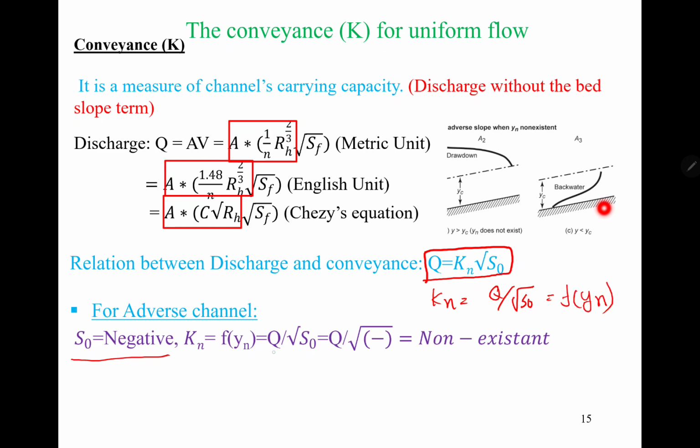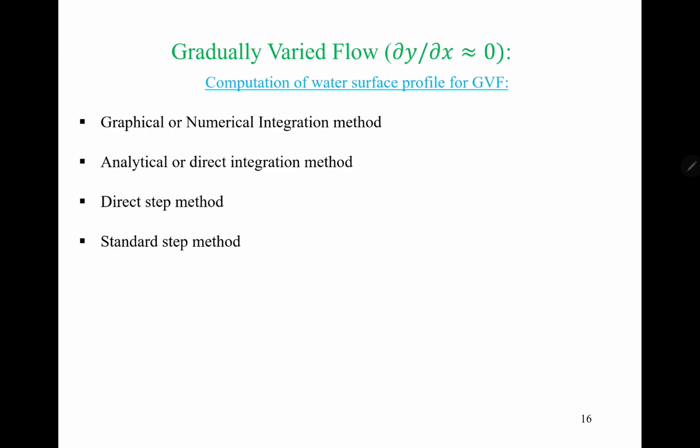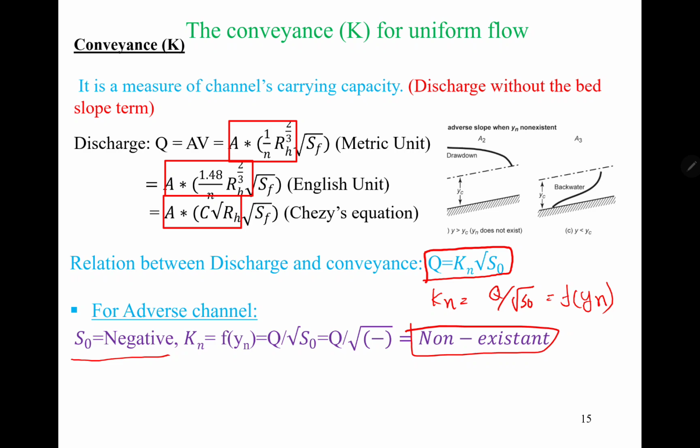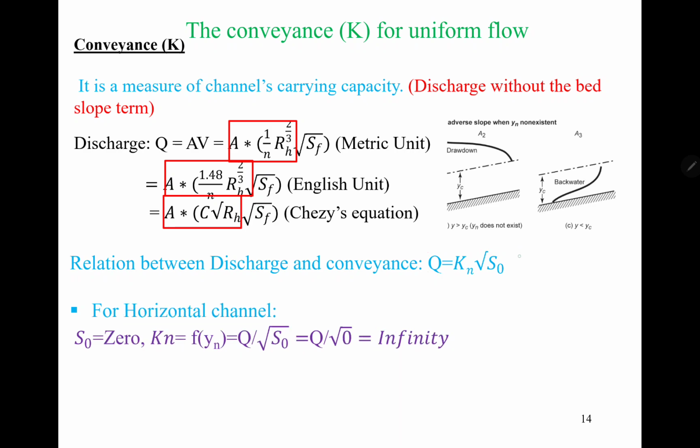Now for this one, if S naught is negative, obviously the root of a negative number is not a real number, and that's why there is no existence of an A2 profile. The same thing for a horizontal channel also. Now S naught is 0 because it's horizontal. Now Q over 0, or something over 0, is obviously infinity. So this whole thing is infinity. That means the A2 profile is somewhere at infinity.